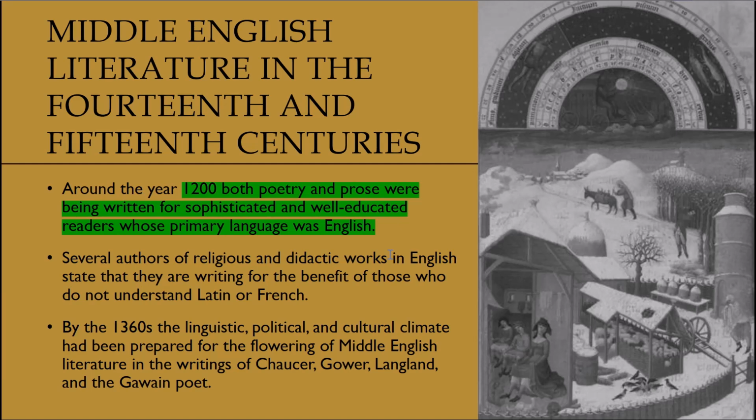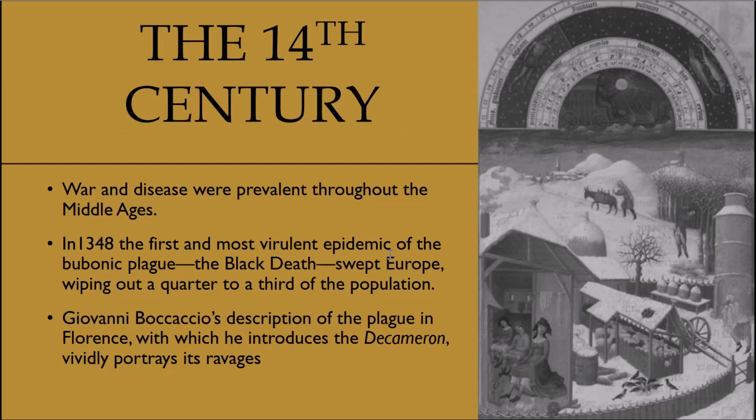And so by the 1360s, the linguistic, political, and cultural climate had been prepared enough for the flowering of Middle English literature in the writings of some of the most influential authors of the period: Geoffrey Chaucer, Gower, Langland, and of course the anonymous poet of the Gawain poem. So let's talk about the 14th century first.